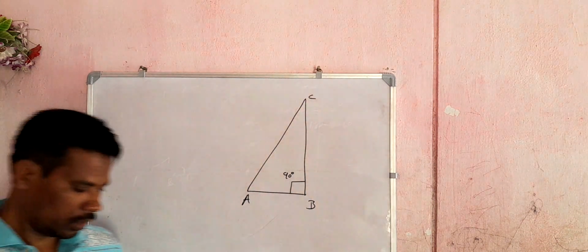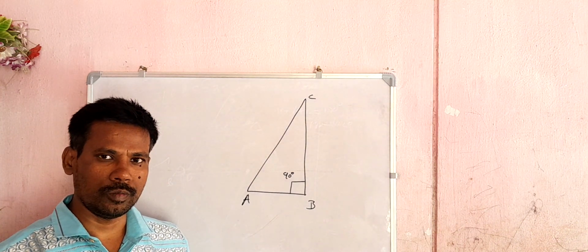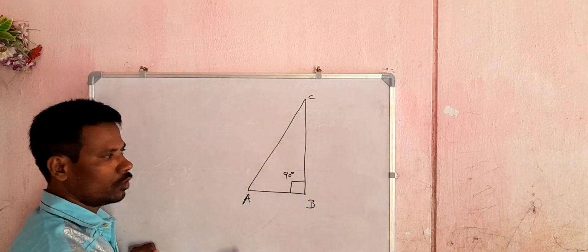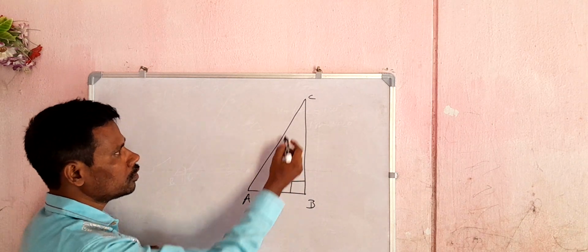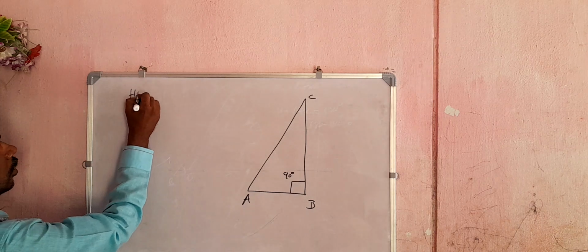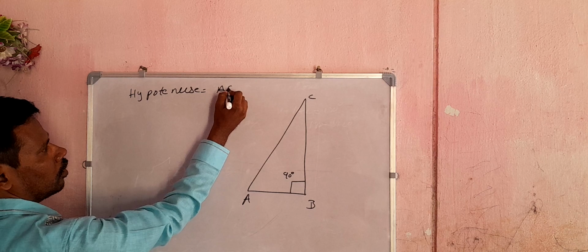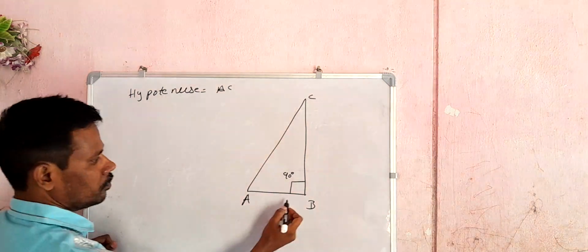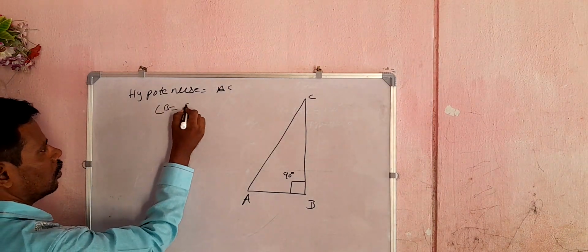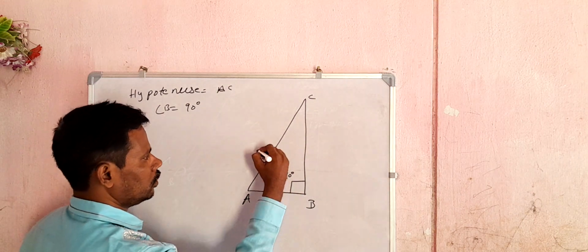You have learnt in lower classes the Pythagoras theorem. You should be perfect at this time. Here in this triangle, what is the hypotenuse? Hypotenuse is nothing but AC. Next, what is angle B? 90 degrees. Okay.